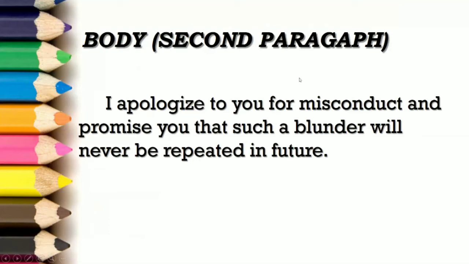Now the second paragraph is the body. I apologize. Again, you are writing another paragraph, so you have to give two finger space before starting the paragraph. I apologize to you for misconduct and promise you that such a blunder will never be repeated in future. Now, in the first paragraph, you wrote that you have realized your mistake, that you did something wrong. In the second paragraph, you apologized for the misconduct, and you promise that this thing will never be repeated in future.